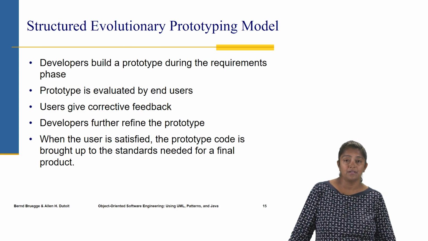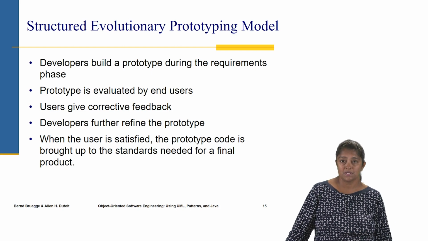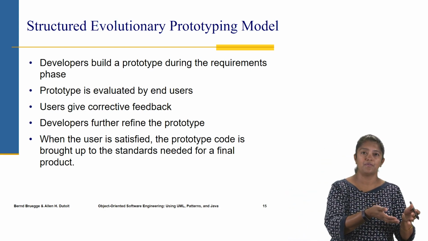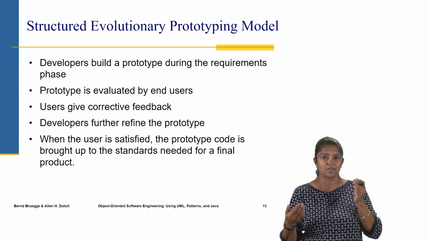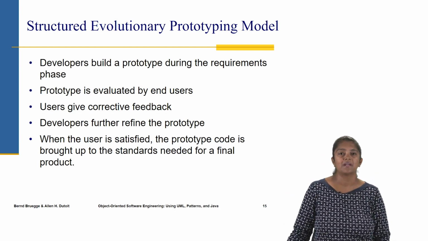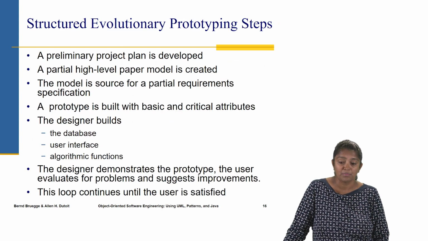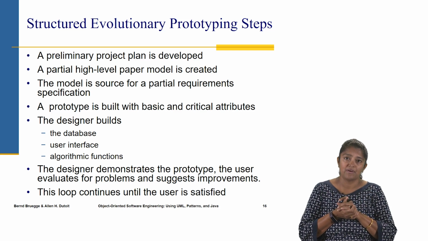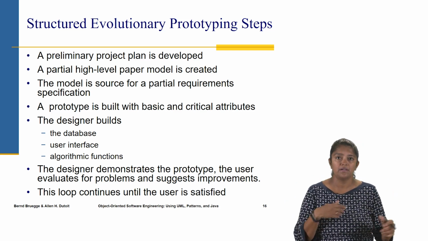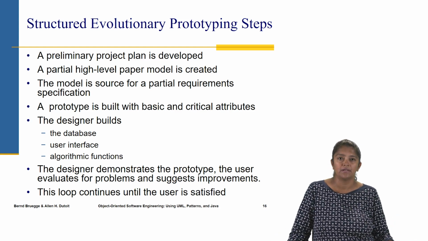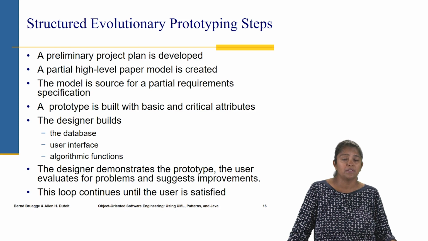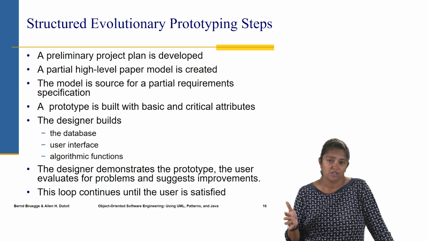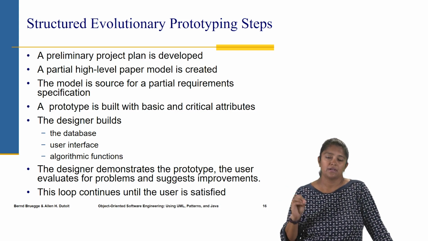Here there is interaction with the user right from the beginning, because prototypes are being developed and then demonstrated to the end user for feedback, and then we go through this cyclic process of getting feedback until the user is satisfied, and then that prototype is converted into the final product. So here just a preliminary project plan is developed, and then a high level paper model is created, and then quickly one gets into the prototype building phase. When a prototype is built, it's basically just building some of the basic and critical functionality. The entire system is not built. It's just building the critical things.